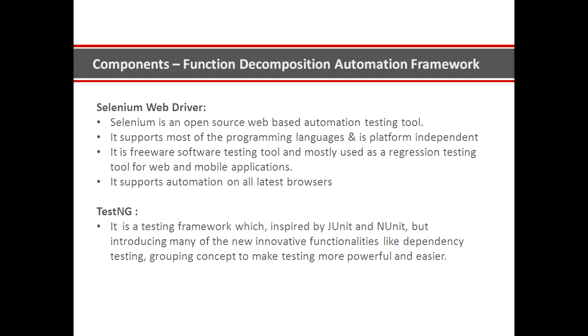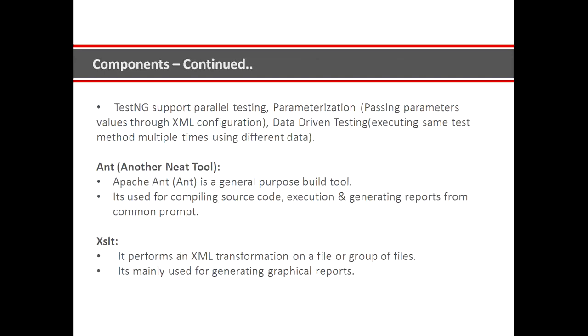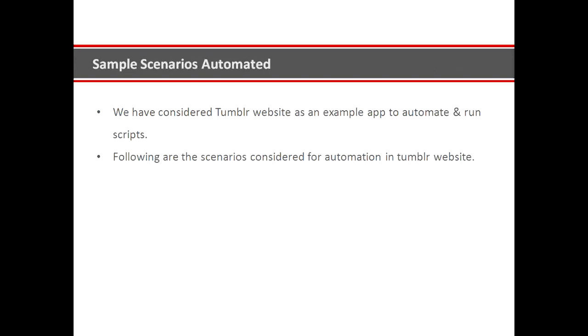Next component is TestNG, which is a testing framework inspired by JUnit and NUnit, which has most of the innovative functionalities like dependency testing, parallel execution, XML configuration, which has made the testing more powerful and easier. Ant. Apache Ant is a general purpose build tool which is used for compiling the source code, execution, generating reports from command prompt, etc. And XSLT is majorly used for generating graphical reports and also XML transformation on a group of files or on a single file.